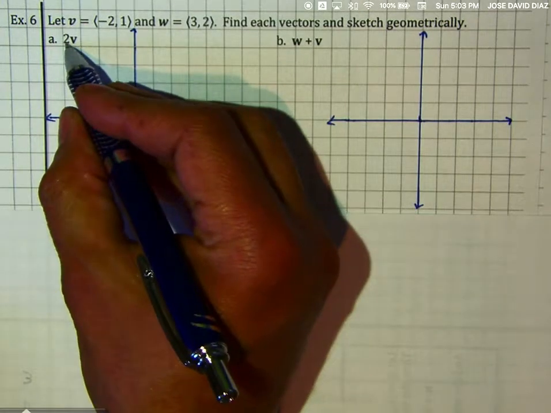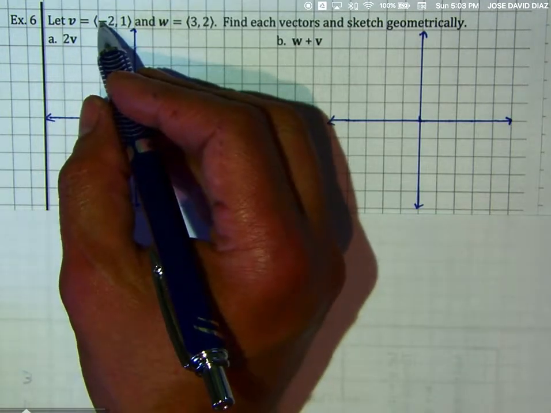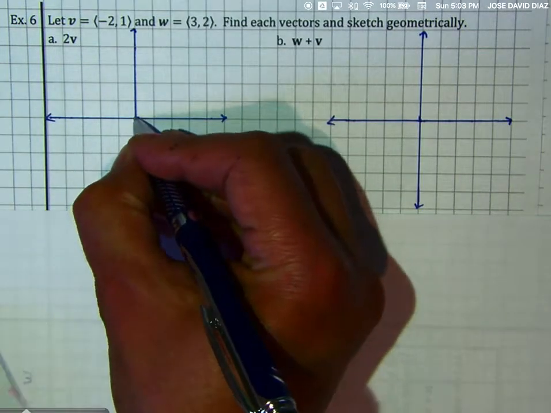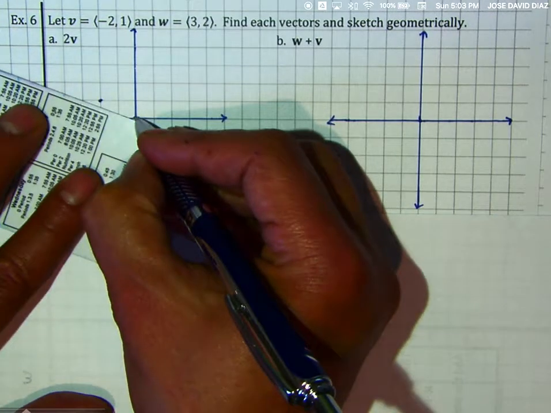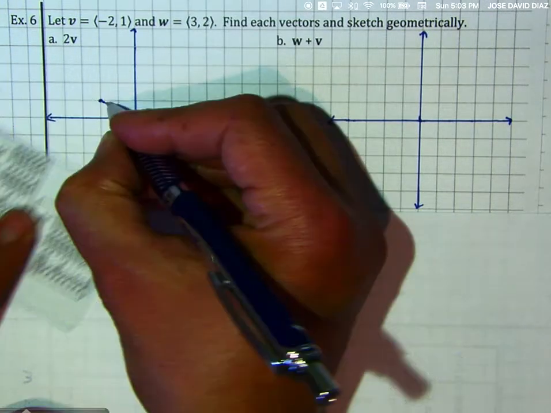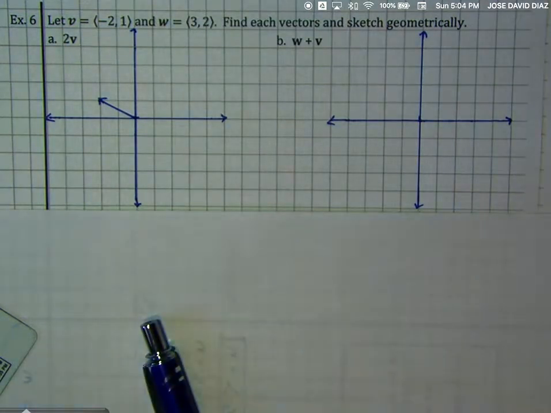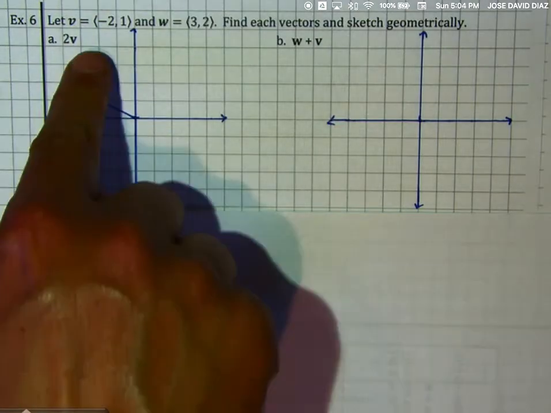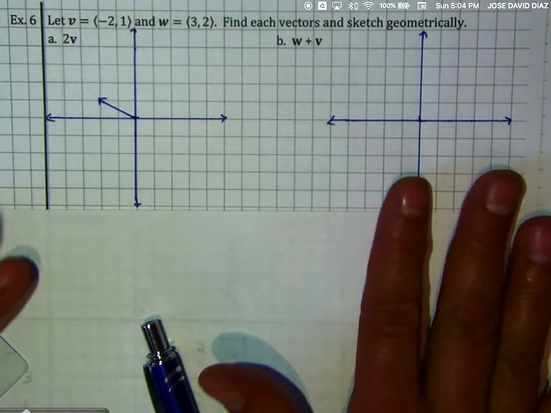Vector 2v. V is negative 2, 1. Remember that this vector is already grounded. So therefore, this is start 0, 0, negative 2 and up 1. So that is your vector. And you want to make sure that you do it graphically first, and then check your algebraic component afterwards to make sure that you actually are doing it correctly.